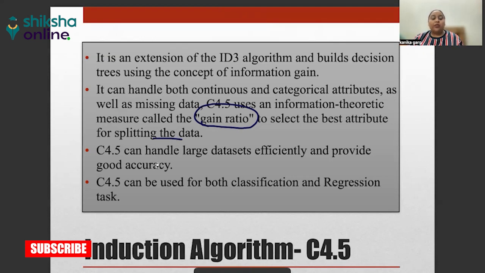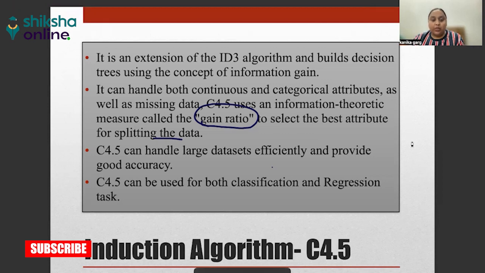Okay. Now, why is it famous? Because it can handle large data sets without getting into an infinite loop while creating the tree. Now, C4.5 can be used for both classification and regression.